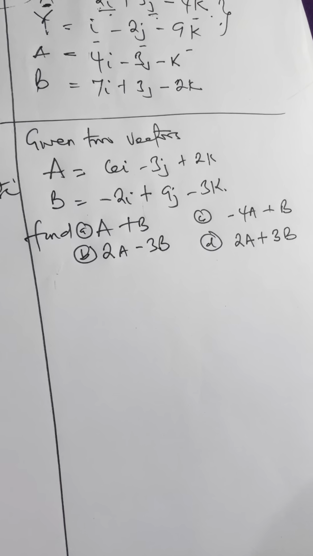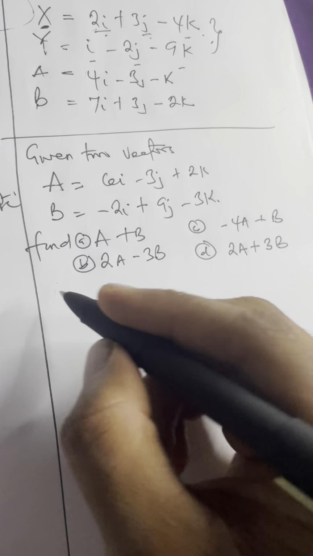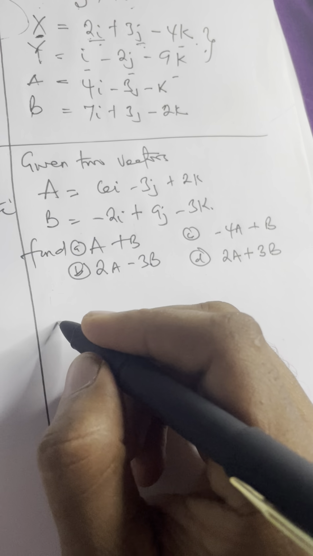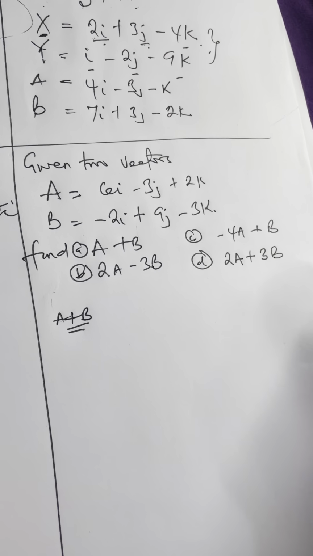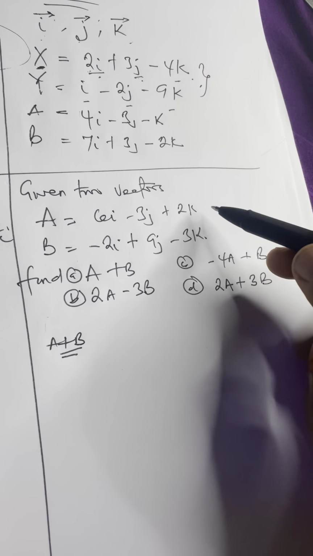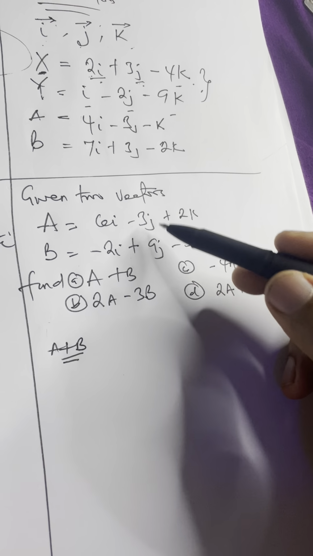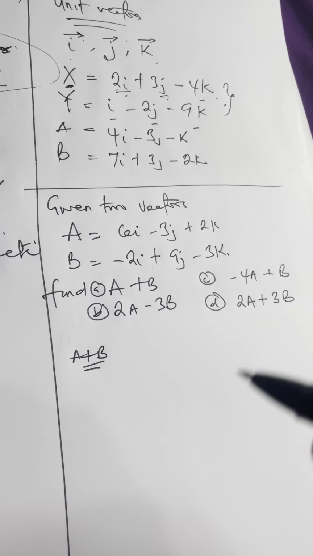So how do we navigate through this? Let's begin with A plus B. When we are looking at addition and subtraction of vectors, we are focusing majorly on adding and subtracting the like terms. This is how we do it.